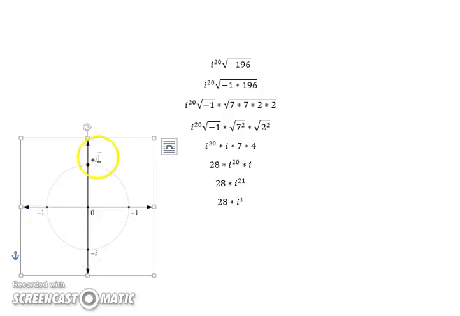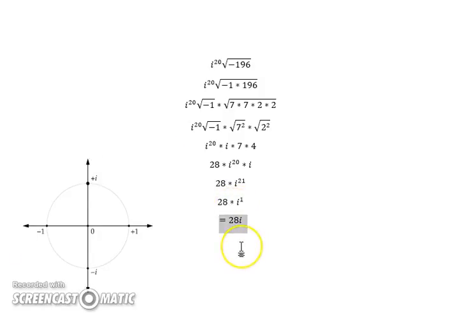So i to the first power would be right here, which is i. So we can simplify that to 28i. So this whole thing just simplified to 28i.